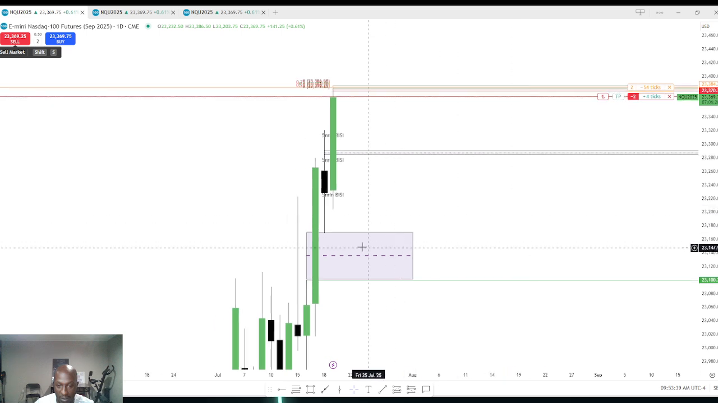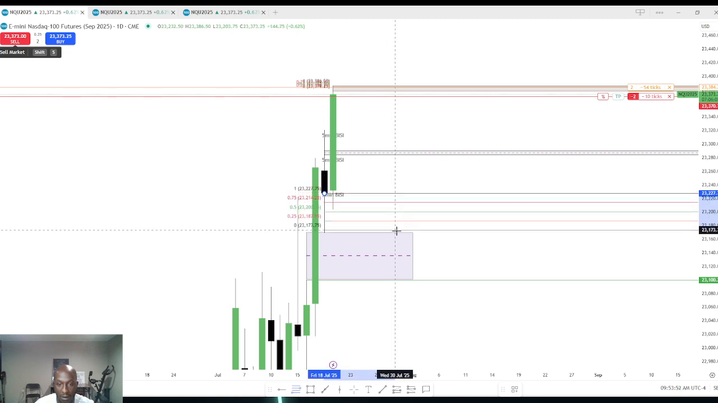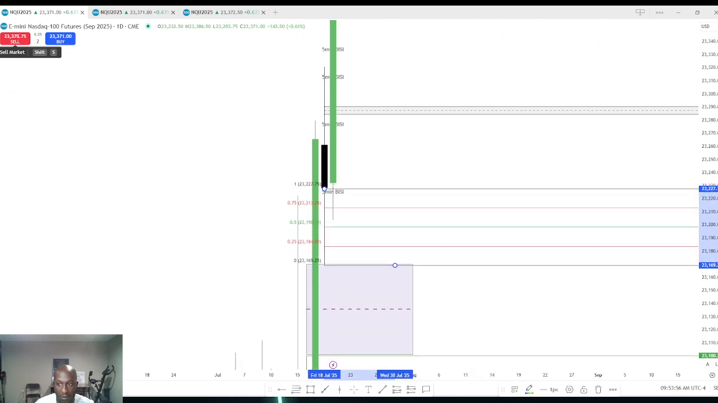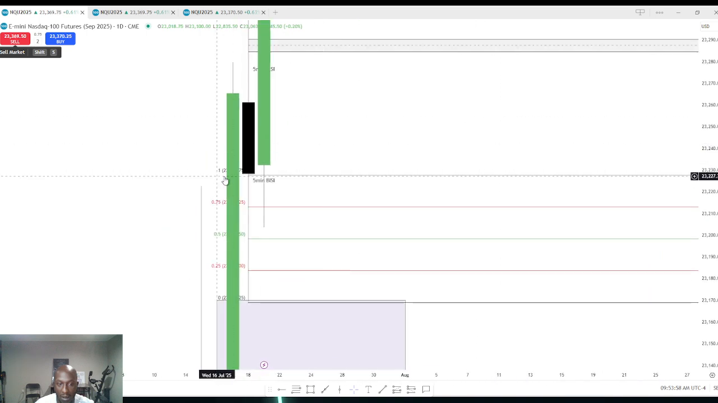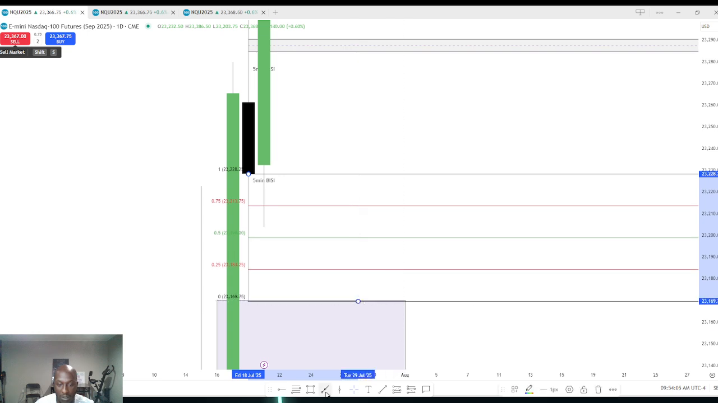But in order to even get down to this daily, we have to get through the wick of Friday, July 18th. So we'd have to get through that. And then obviously the first target is consequent encroachment.